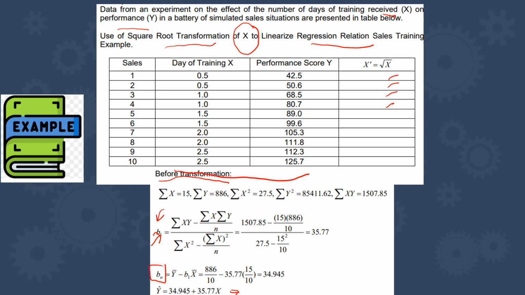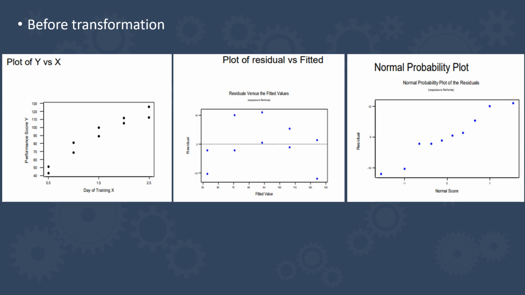All right, you can complete this, perform the square root on the x, meaning that here you have to find the square root of 0.5, for example, until the last one, the square root of 2.5. After this, we will see how to compare before transformation and after transformation by using the square root transformation. We can obtain some plots before the transformation just to see the difference before and after we transform the variable.